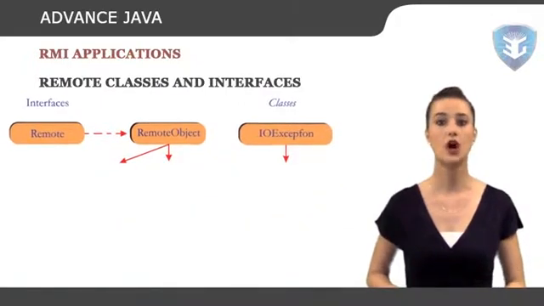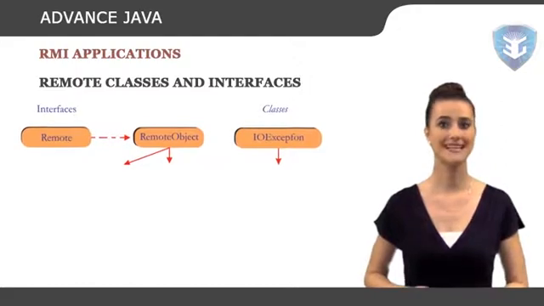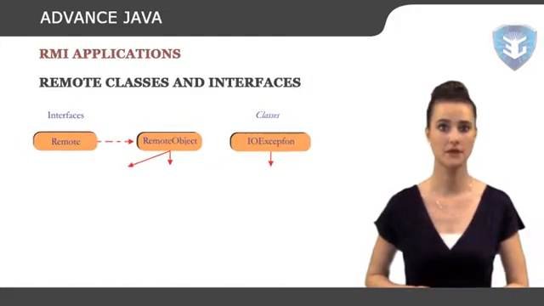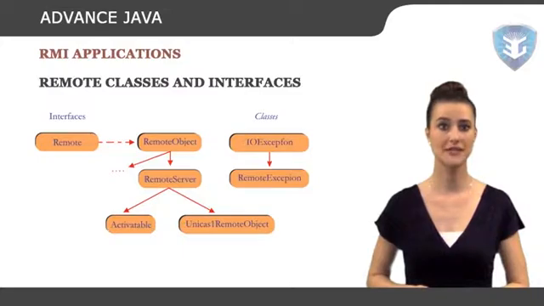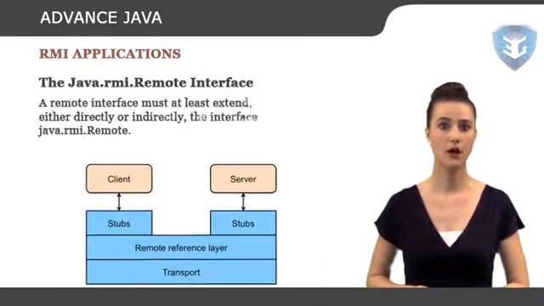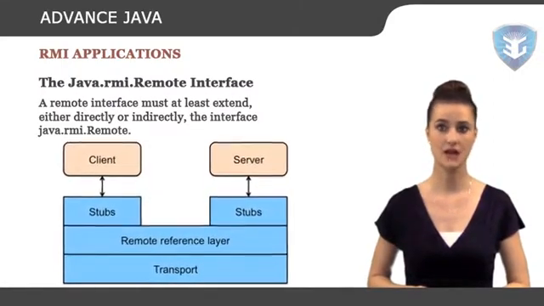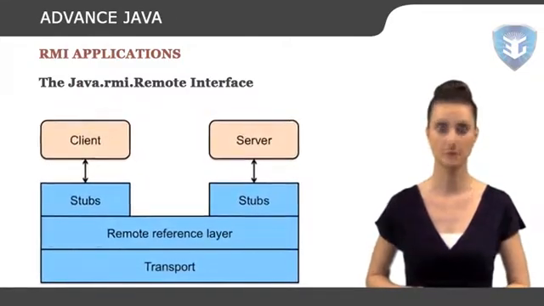Let's now take a look at remote classes and interfaces. The interfaces and classes that are responsible for specifying the remote behavior of the RMI system are defined in the java.rmi package hierarchy. The figure on the screen shows the relationship between several of these interfaces and classes. The java.rmi.Remote interface. A remote interface must at least extend, either directly or indirectly, the interface java.rmi.Remote.